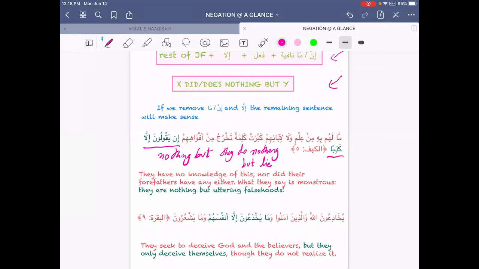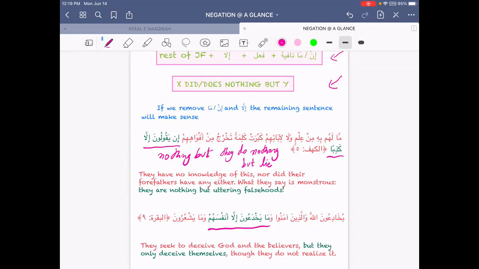Similarly, we have another example. ما يخدعون إلا أنفسهم. They do not deceive anyone but themselves. Right? So here, if I remove ma and illa, يخدعون أنفسهم, they deceive themselves. That also makes sense. So in this way, you can know that this ma is ma nafia. Just see if there is illa coming later on in the same sentence.